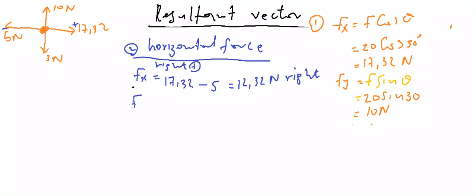Then sibale Fy, total Fy okanye vertical forces. Take up as positive, then down is negative. So we'll say 10 minus 3. Then we get 7 newtons. Okay? Iphuma njani positive, meaning that it is upwards.